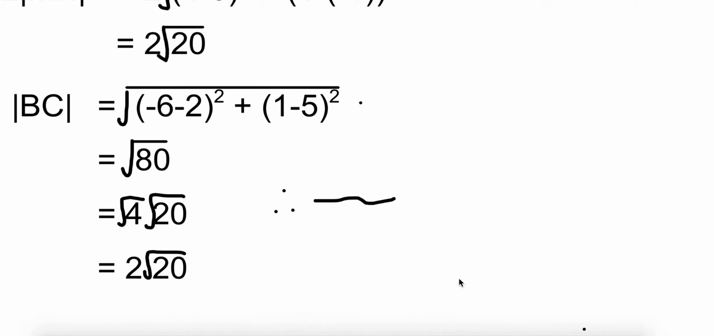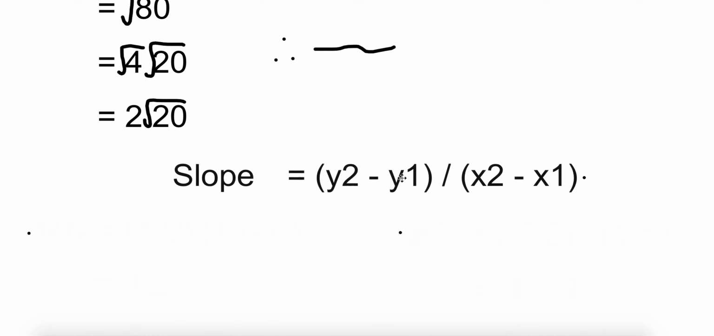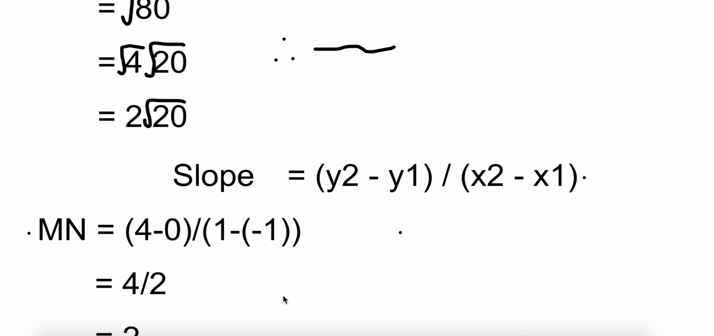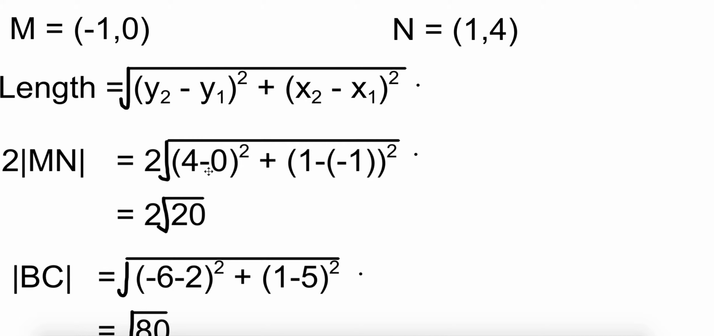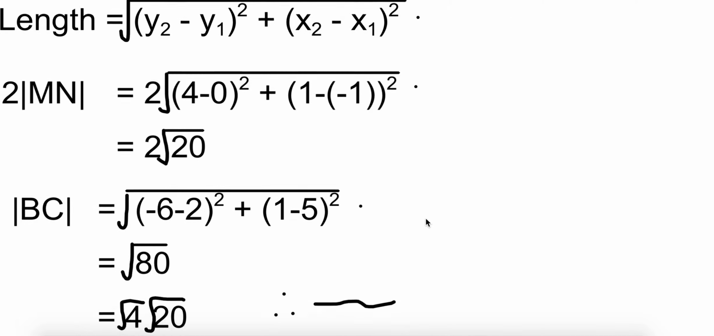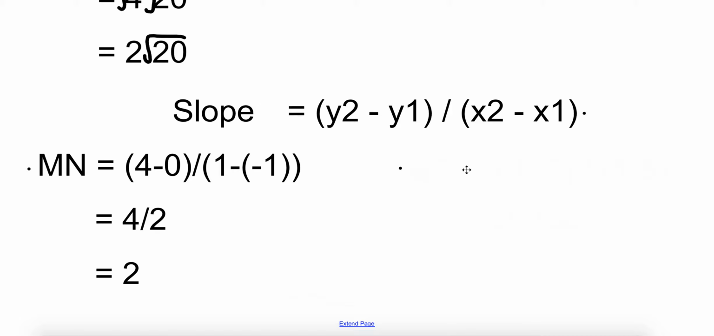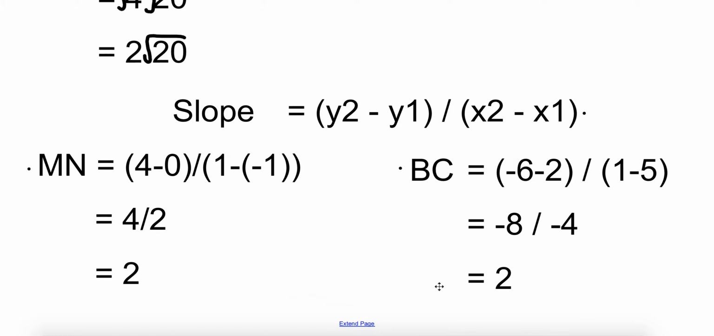Alright, well now we gotta check our slopes and see if they're parallel. The slopes, remember I told you this before, the slopes are actually right there. There's delta y over delta x, delta y over delta x. So we get 4 over 2, which is 2. Negative 8 over negative 4, that is also 2.